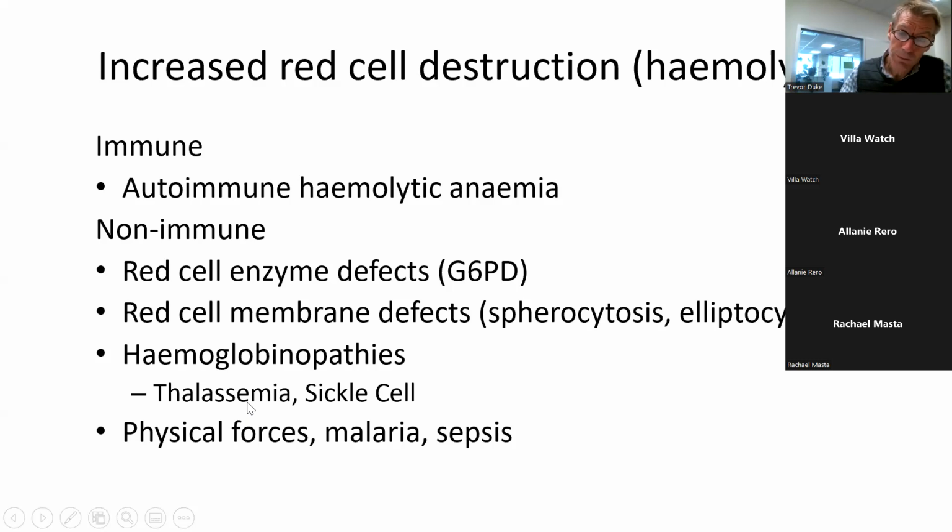So thalassaemia, which is not a problem of the red cell enzymes or the membrane, but a problem of the hemoglobin itself. And then there's this condition called sickle cell disease, which is very rare in PNG. It's only been described very briefly in a combination with thalassaemia.